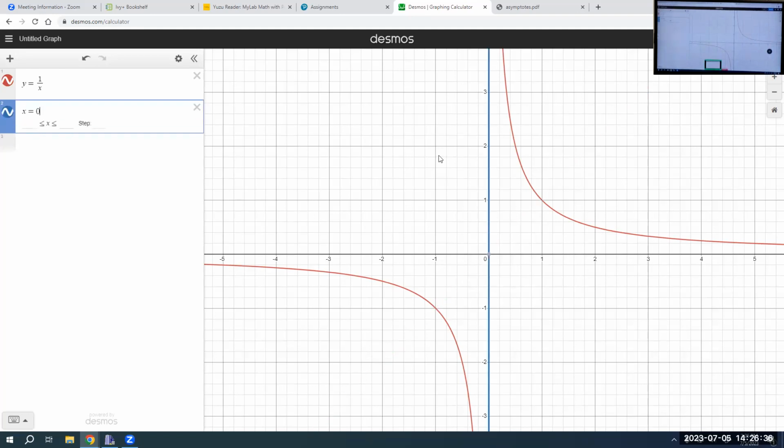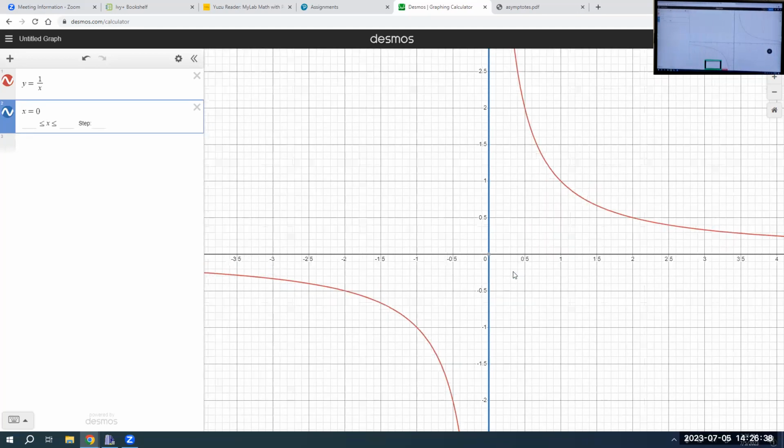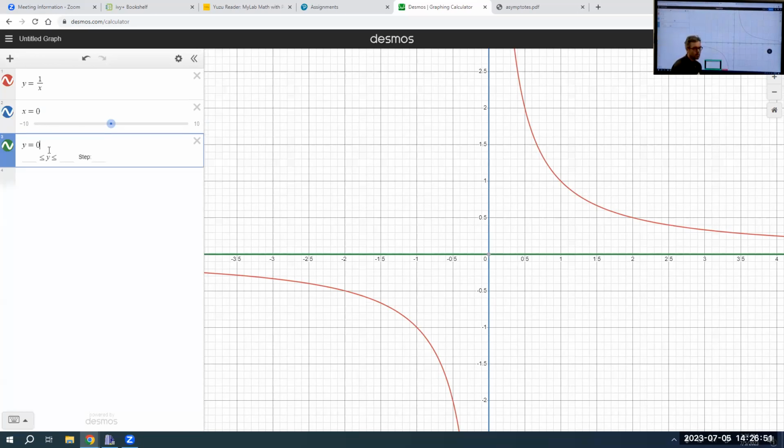X equals 0 right there. That is our vertical asymptote, and that is occurring because we can't divide by 0. We have a horizontal asymptote because of this, y equals 0. So that means this function is not going to touch the graph.